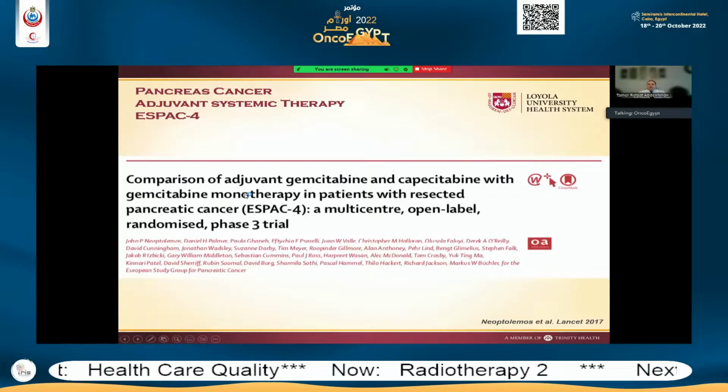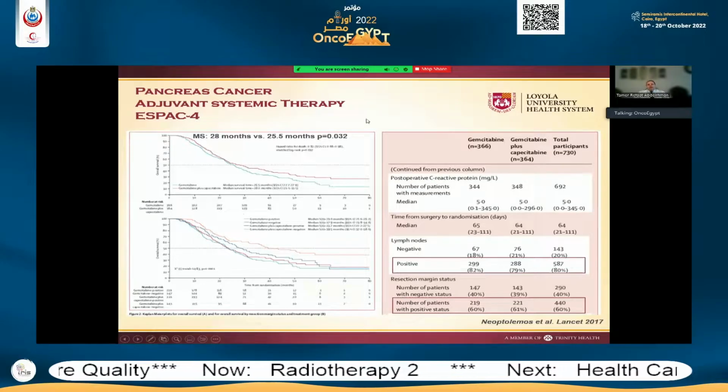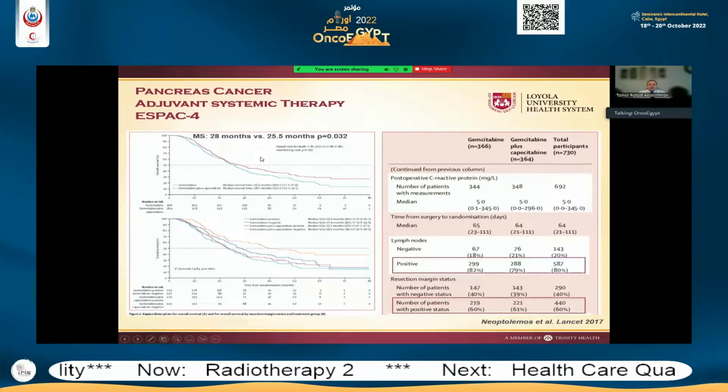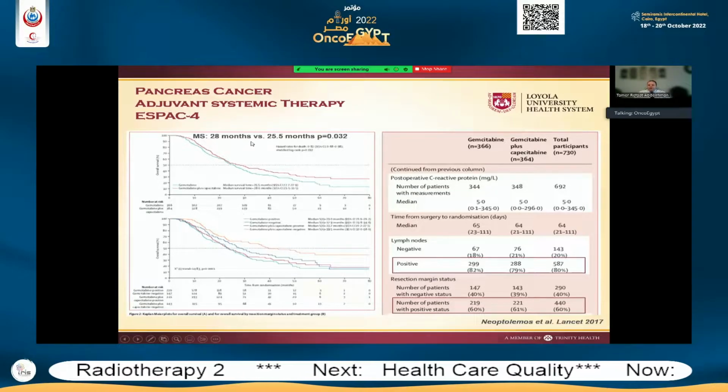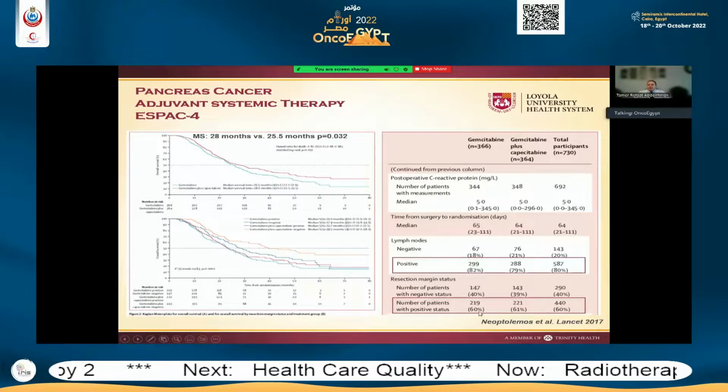ESPAC-4 is in the adjuvant setting, a study comparing gemcitabine to gem plus capecitabine, adding a modest improvement in survival of 3 months. However, if you note here, 60% of patients ended up with positive margins. We do not see that in pretty much any other tumor site. It's not acceptable, but we frequently see this in pancreas cancer, and we know that this results in inferior treatment outcomes.